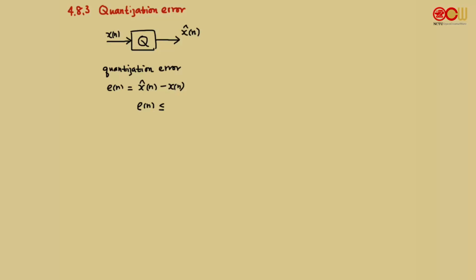So e[n] is the quantization error, which will be between minus delta over 2 and delta over 2.